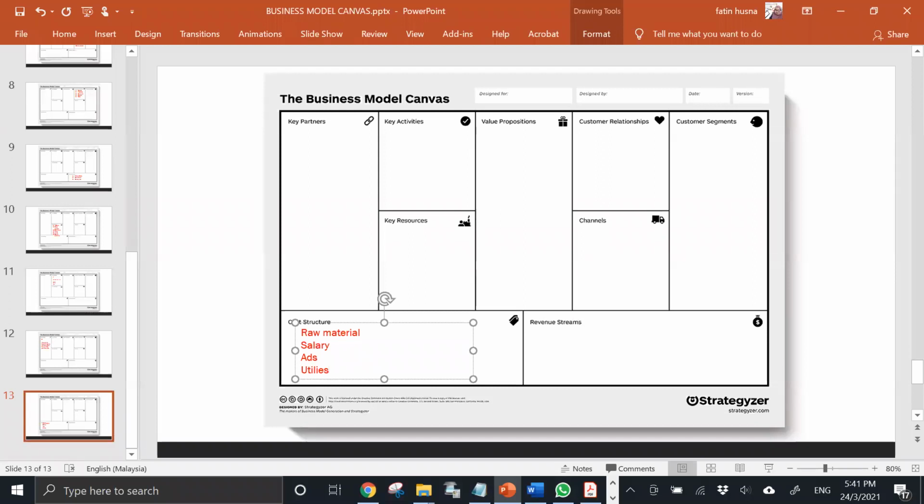Salary, for example, advertisement, or maybe utilities, your bill, electricity bill, all that is under utilities. For example, internet bill, this is under utilities. So this is under cost structure. And number one thing when it comes to cost structure and also revenue stream, do not put any number. Within the BMC, there are no numbers. That is the ground rule of BMC. For example, if you put here raw material RM 500, don't put this amount.